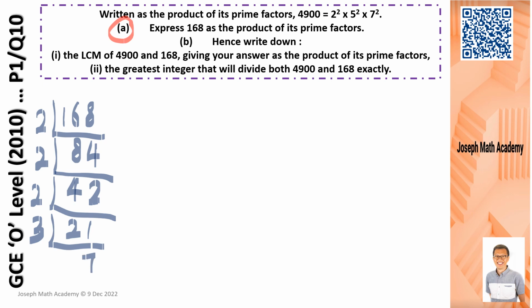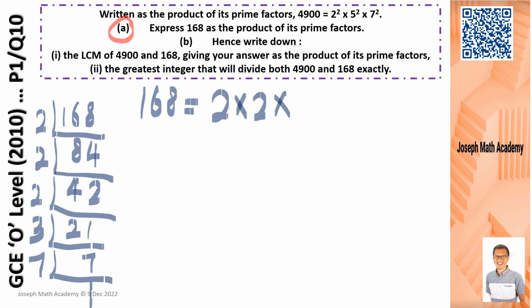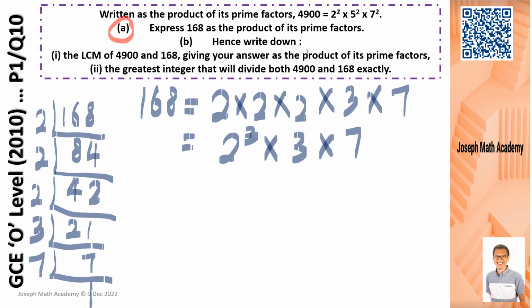Now 7 divided by 3, no, cannot be done. The next prime number is 5. 7 cannot be divided by 5. So we move on to the next higher prime number, which is 7 itself. Can. We stop at 1. Congratulations. So 168 written as its product will be 2 appearing 3 times, then times 3, times 7. Writing in index notation, 2 to the power of 3 because it appears 3 times, then times 3 times 7. I have completed part A.